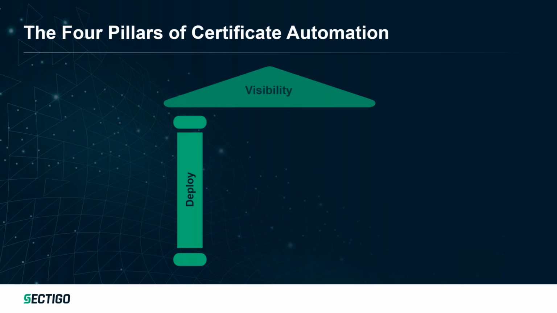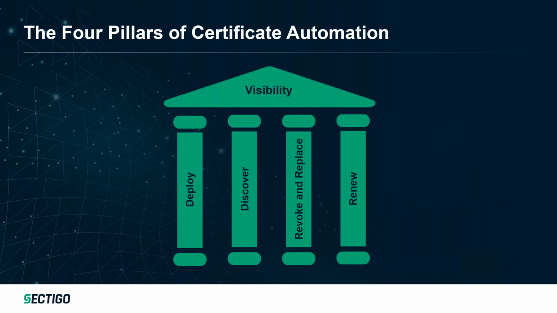Thanks, Kristen. What we want to talk about today is the 4 pillars of certificate automation, and we'll go into the detail of this. This is a model that we've evolved over time that I think helps explain how to compartmentalize and think about certificate automation. We have these 4 basic components: deploy, discover, revoke and replace, and renew. And we'll go into each of these.